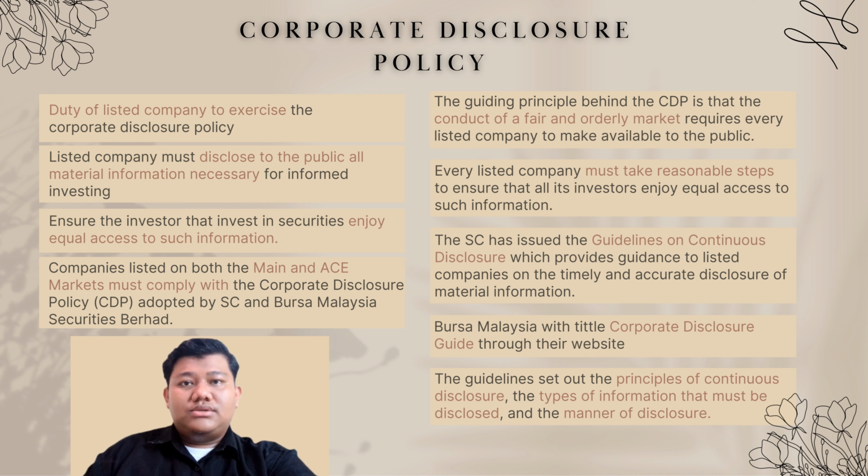The SC has issued the guidelines on continuous disclosure, which provide guidance to listed companies on the timely and accurate disclosure of material information. You can also read the PDF prepared by Bursa Malaysia, titled Corporate Disclosure Guide, through their website. The guidelines set out the principles of continuous disclosure, the type of information that must be disclosed, and the manner of disclosure.